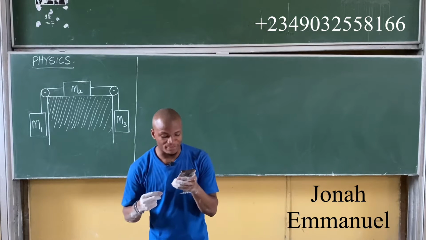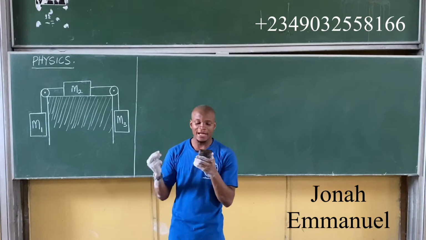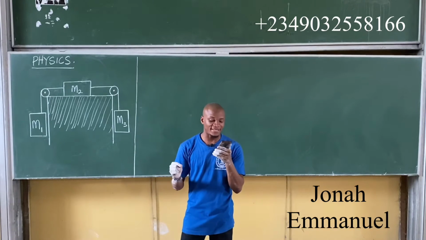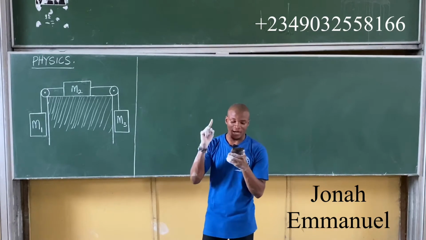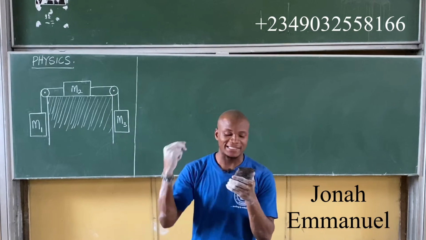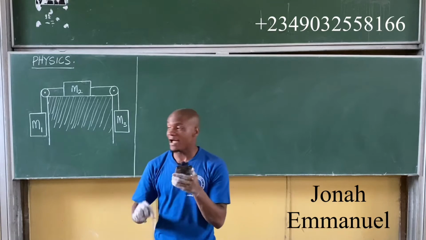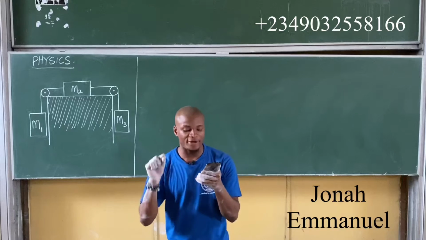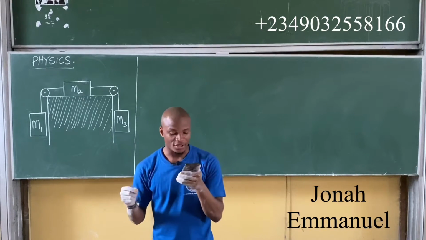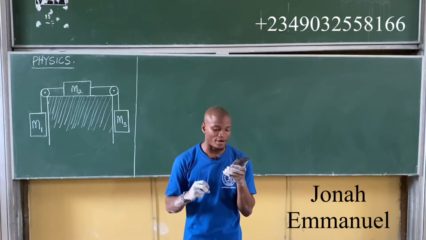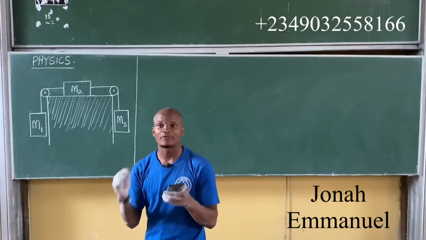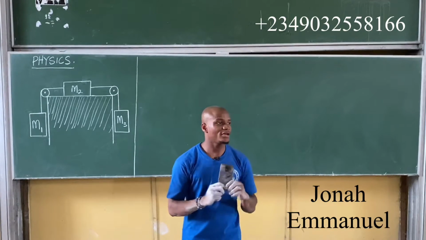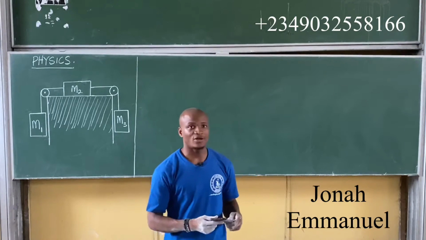Consider the diagram below with masses M1, M2, and M3 hanging over a free moving pulley. Suggest a direction for the motion of the masses and use the information to, one, resolve the tensions and acceleration in the string. Two, find the numerical values of tension T1 and T2 and acceleration A in the string if M1 equals 0.5 kilogram, M2 equals 1.5 kilogram, and M3 equals 4.5 kilogram. Take gravity as 10 meters per second squared.